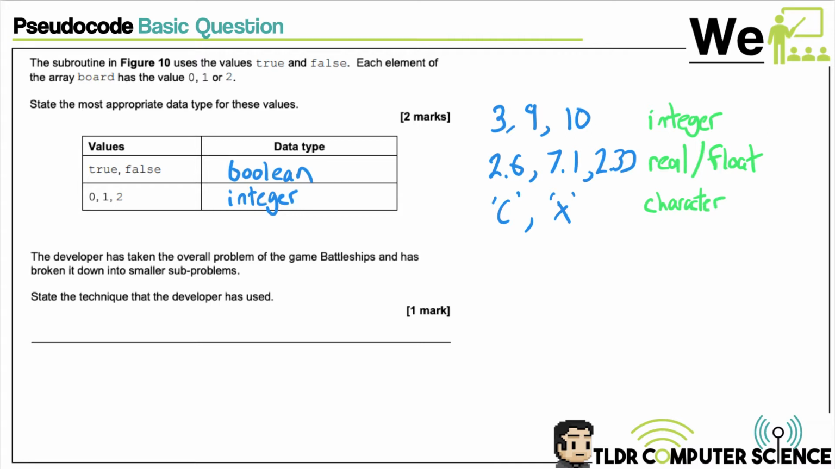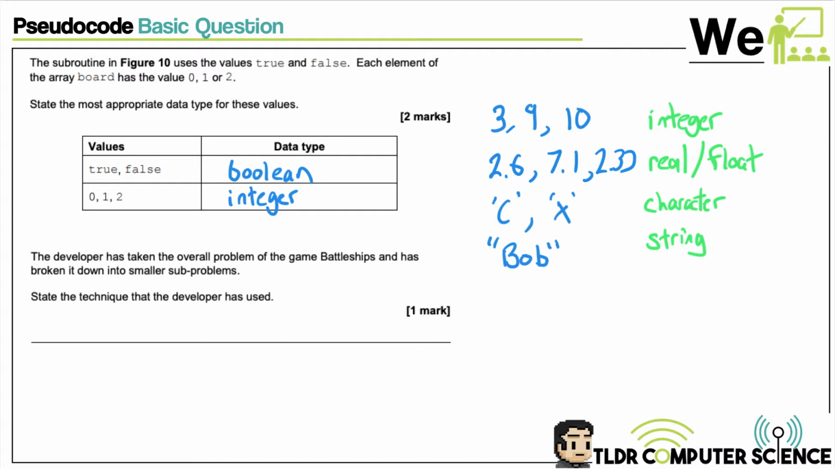What else have we got? Well, of course, we've got things like Bob, for instance, where it's a bunch of characters strung together, and we call that a string. And the one we got missing, of course, was the one we've already done, which is Boolean.